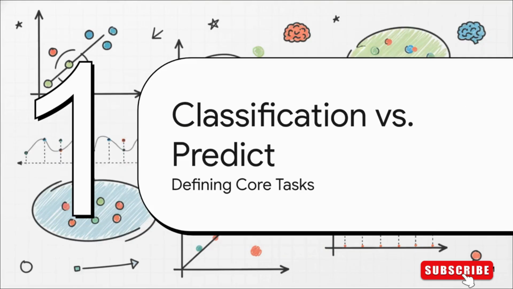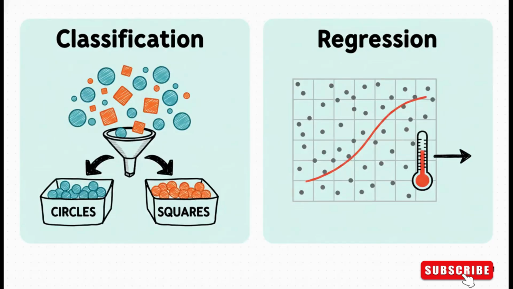All right, let's start with the basics. In machine learning, the terms classification and prediction are often used, but they refer to two distinct tasks with different types of outputs. On one side, we have classification. Its purpose is to construct a model that predicts a categorical or discrete label. Think yes or no, cat or dog. This is a form of supervised learning because it learns from data that has already been labeled.